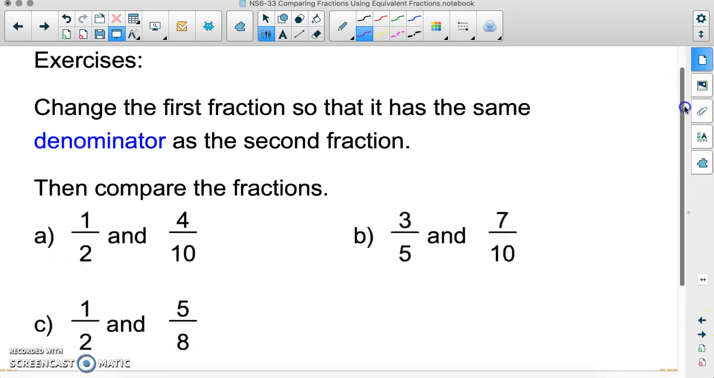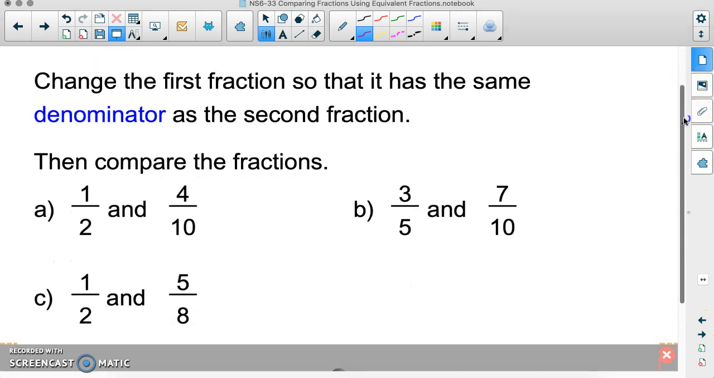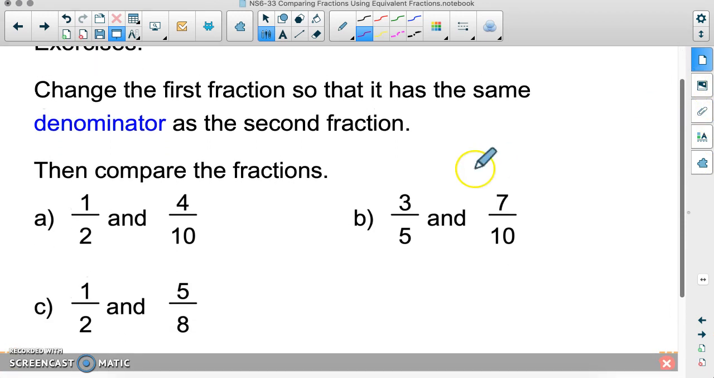Let's do A together, and then you're going to try B and C on your whiteboards by yourself. So now we have 1/2 and 4/10. The first step that we need to do is to find a common denominator. So 2 times what is going to give me 10? Well, 2 times 5 gives me 10. Remember, the property or the rule is that whatever you do to the bottom, you have to do to the top, or vice versa. So if I've multiplied the bottom by 5, I have to multiply the top by 5.